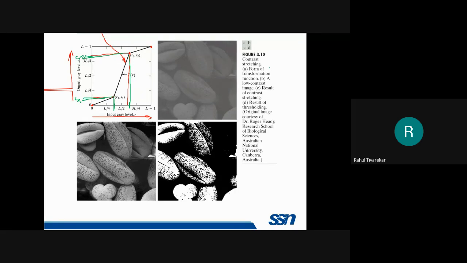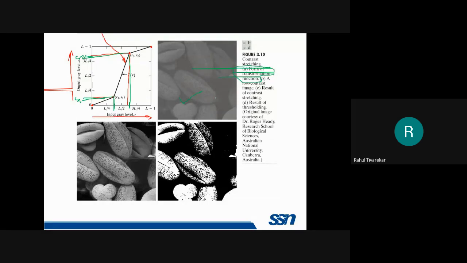So after that, here are the examples. You first see in part A, a transformation function or the contrast stretching transformation graph is shown. In part B, a low contrast image is shown. Low contrast image means what? The original image where everything looks dark. Can you see this second image? Everything looks dark, and it is a very dull image. It does not look good at all.